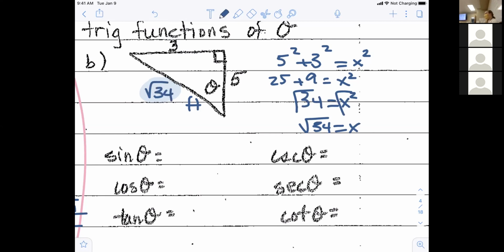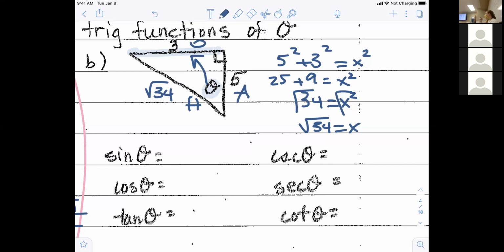All right. Now we're going to do sine, cosine, tangent, etc. So who can tell me, now that we know all the sides, oh wait, before we do that, which is my opposite? Is it 3 or is it 5? Why is it 3? It's opposite of the angle. So in this case, my angle is down here. So my opposite side is across from it. So that makes 3 O, 5 is A, and then root 34 is H.